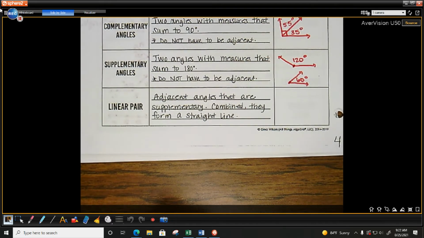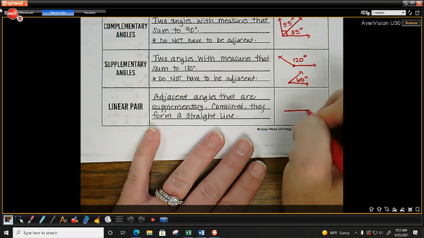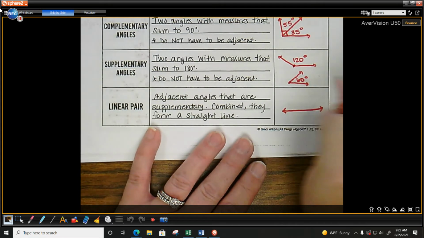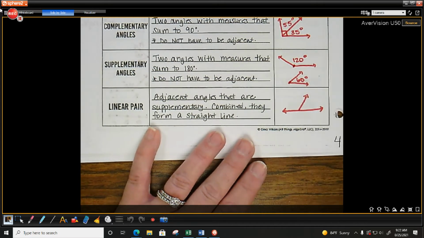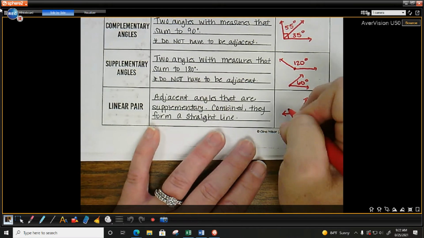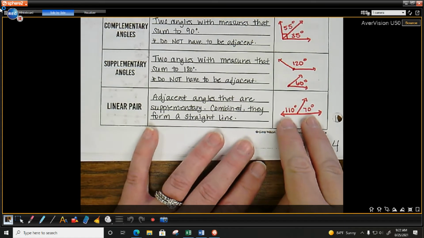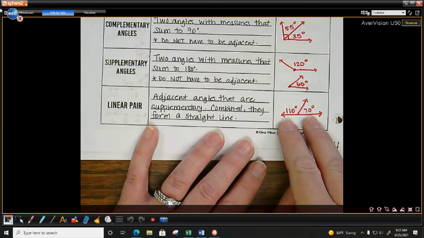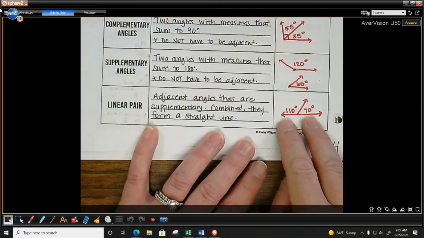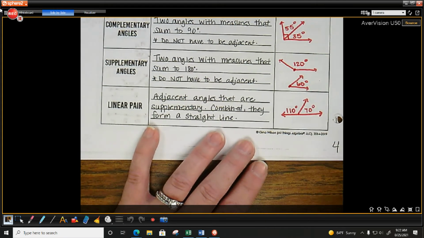Okay? And then a linear pair. A linear pair is adjacent angles that are supplementary. Combined, they form a straight line. So even though we didn't know this vocabulary word, we've been dealing with a lot of linear pairs. So if this is 70 degrees and this is 110 degrees, these two angles are a linear pair because you add the two angles together and you get 180. What makes supplementary angles different from a linear pair? Linear pair, they have to be adjacent. So the two angles must be touching. Okay? Supplementary, they don't necessarily need to be touching.